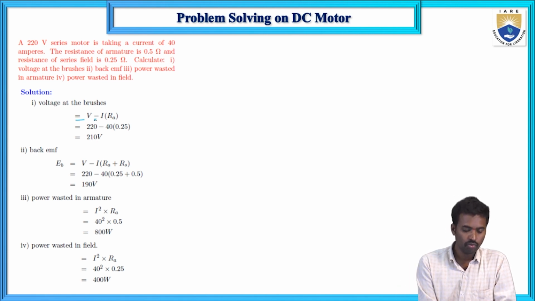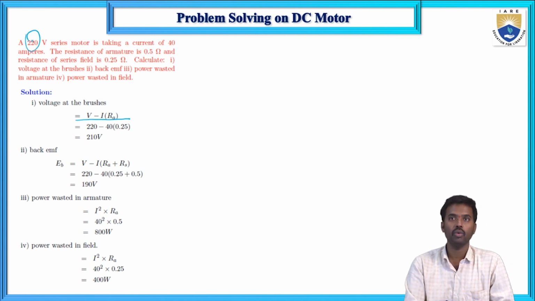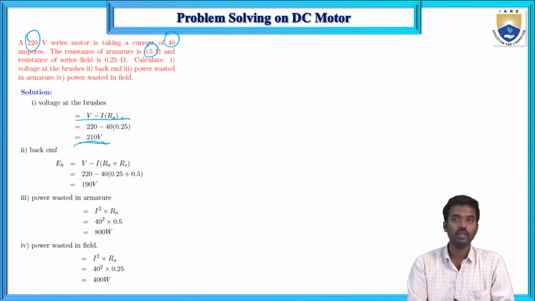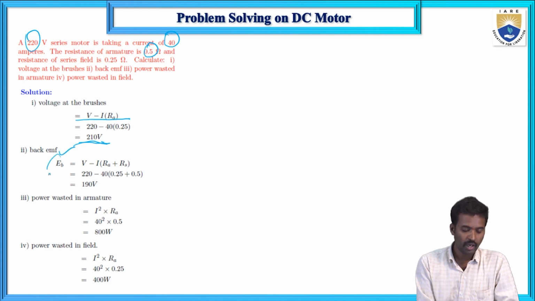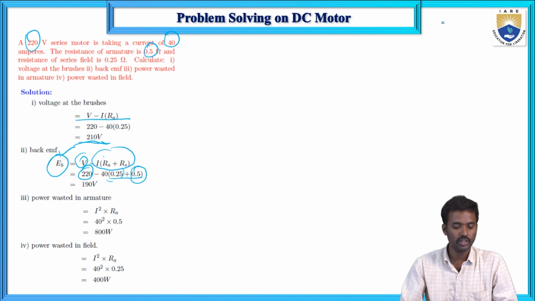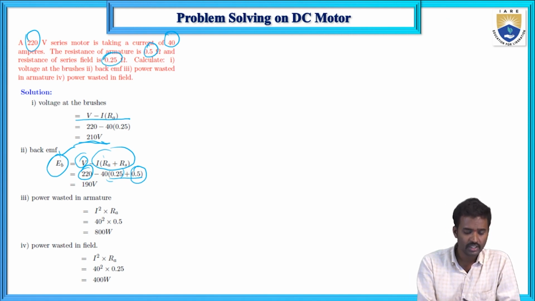EB equals V minus IA RA. So now here V equals 220 volts and here IA equals 20 and armature resistance is 0.5. That value equals 210 volts. And what about the back EMF? That back EMF equals V 220 minus IA into RA plus RS. So this RA value is 0.5 and this RS value is 0.25, the series field winding.